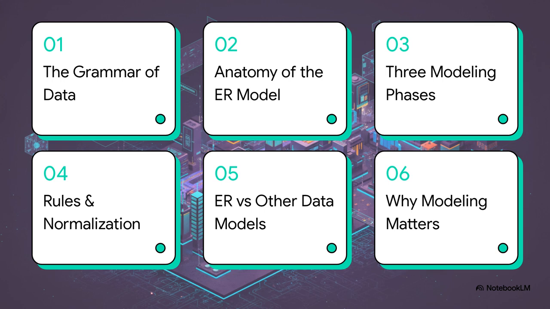Here's our system schema, the agenda for today. 1. The grammar of data. 2. Anatomy of the ER model. 3. The three modeling phases. 4. Normalization and constraints. 5. ER versus other data models. And finally, 6. Why data modeling matters.